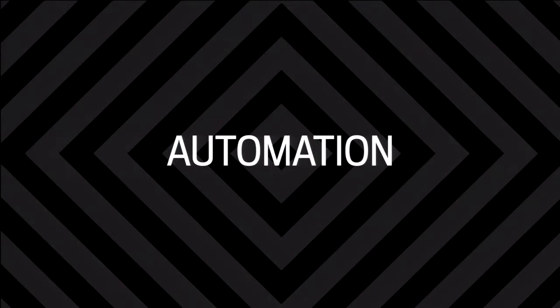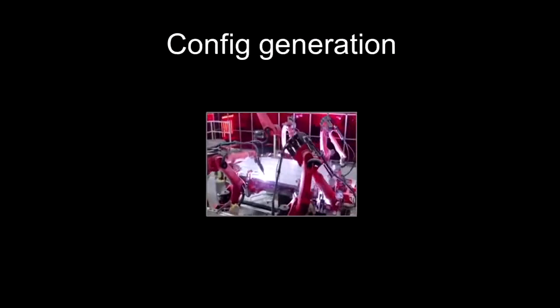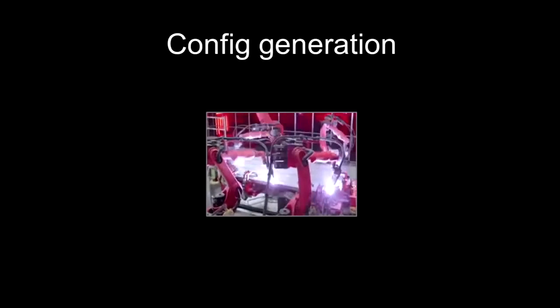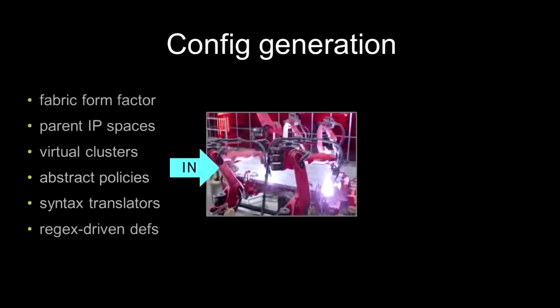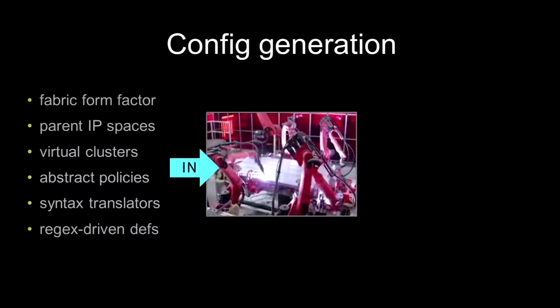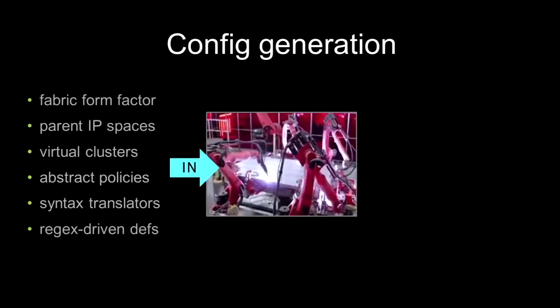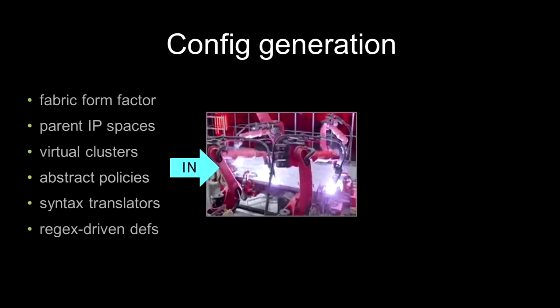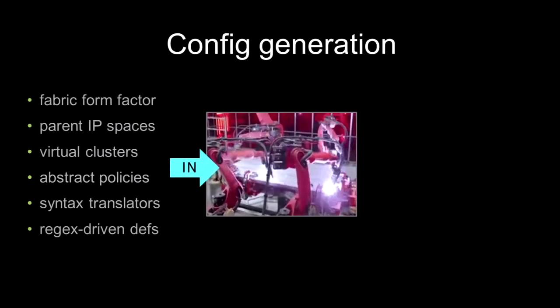This network is not manageable by humans, so let's take a look at how we made it manageable by automation. First part is config generation. Of course, the configurations for the device are automatically generated on this network, but we're not actually grabbing a device template and filling it with a bunch of parameters. That's way too many templates and way too many parameters. We start on a much higher level. Our input parameters for config generation are high-level things like form factor, like what is the size of this fabric, how many planes it has, and things like this. Parent IP spaces, virtual cluster definitions, vendor-abstracted routing policy definitions, purely the logic of routing of the network.